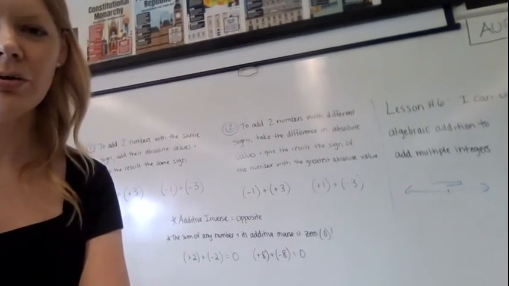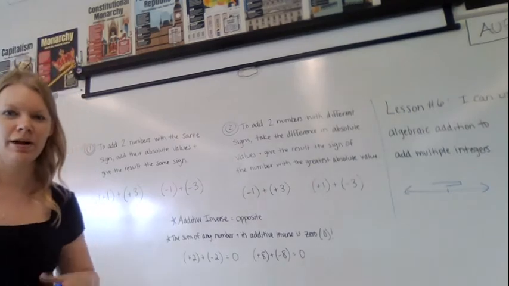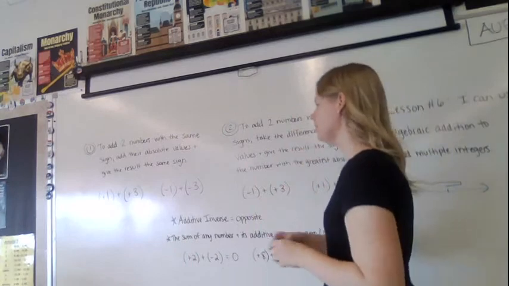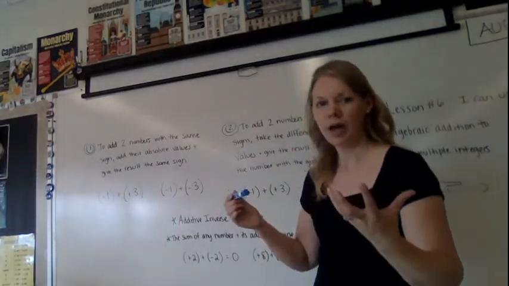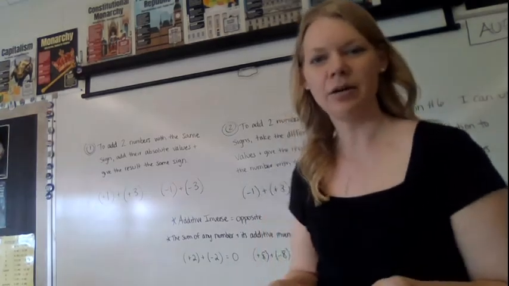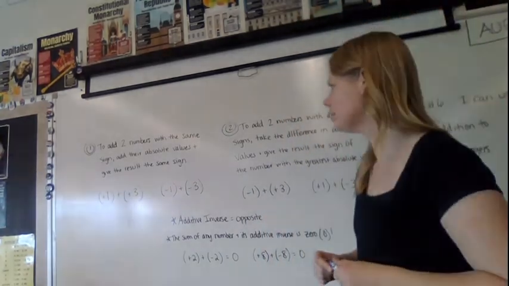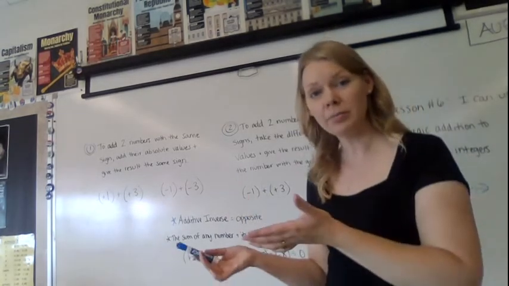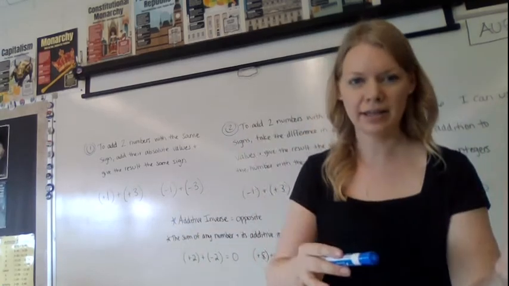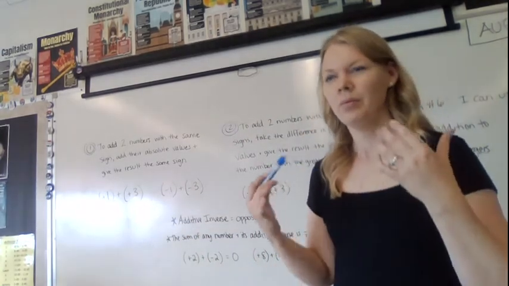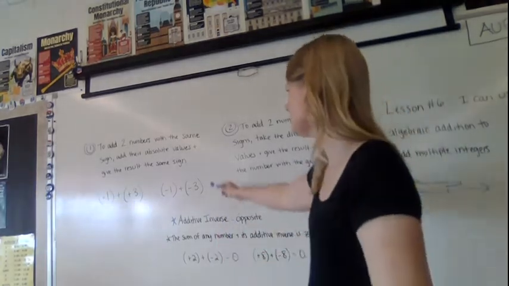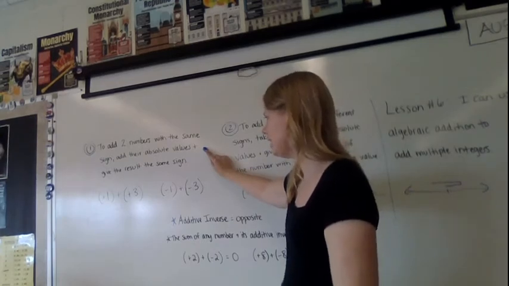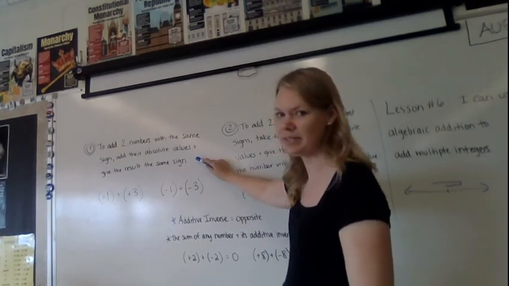We have two rules that go together when we are adding any pairs of integers. The first scenario we might have is adding two numbers that have the same sign. So we're either adding two positive numbers together or two negative numbers together. When the numbers have the same sign, this is the rule to follow: we are going to add their absolute values and then give the result the same sign.